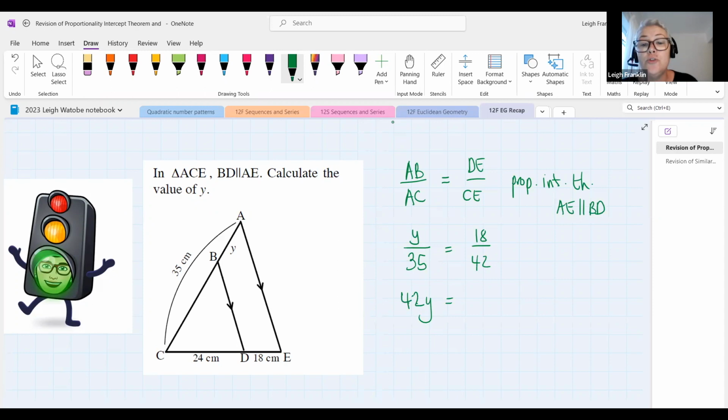You can say 42y is equal to 35 times 18. You're going to end up dividing by 42 anyway. Okay, so 35 times 18 divided by 42.